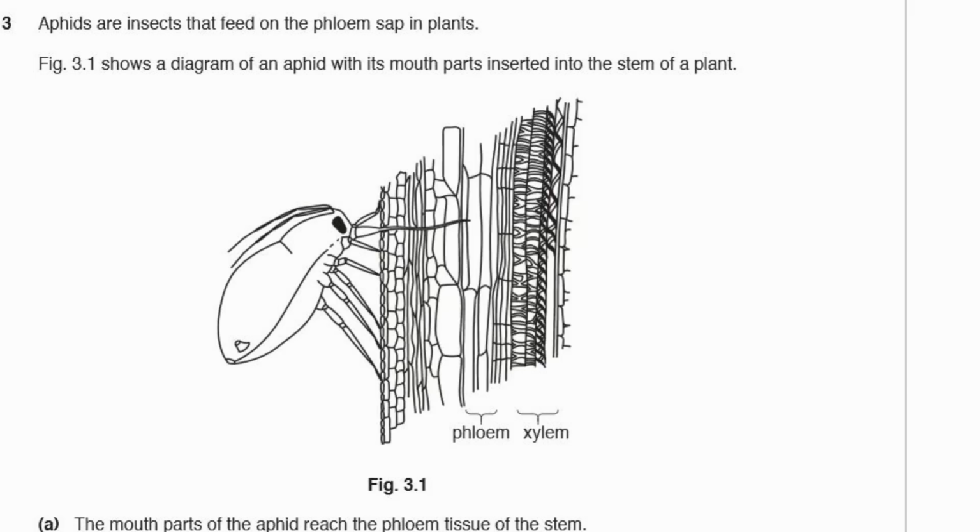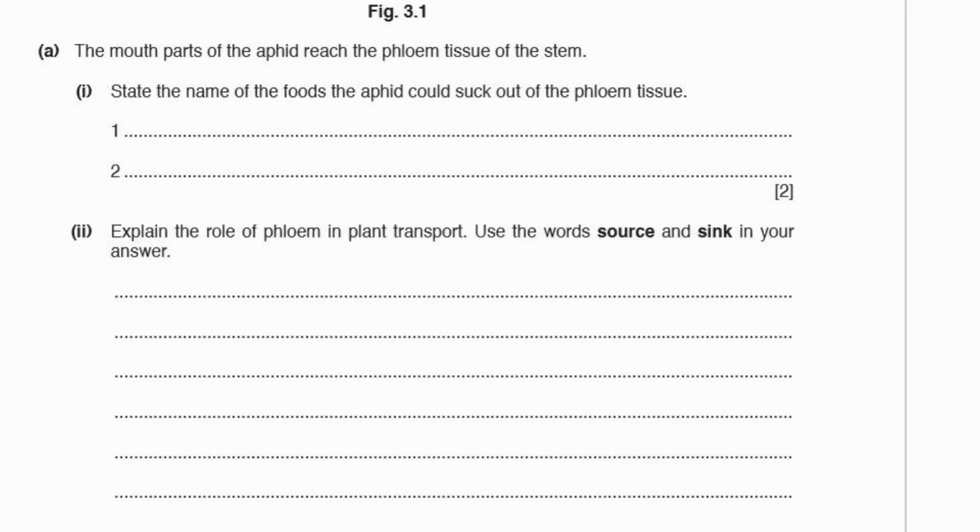Aphids are insects that feed on the phloem sap in plants. Figure 3.1 shows a diagram of an aphid with its mouth parts inserted into the stem of a plant. So this is an aphid, a type of insect, and its mouth parts are syringe-like, and they go all the way down into the phloem of the plant, and as it says here, this is the xylem. You can even see that it's a xylem because it looks like it has the lignin around the vessels.